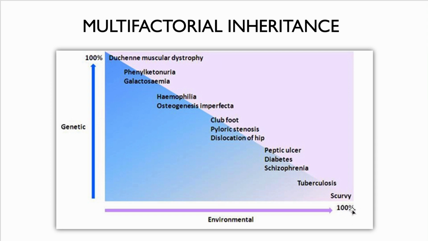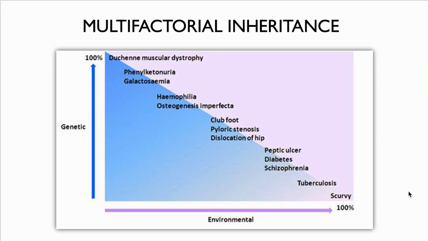Scurvy is 100% environmental. There is no genetic predisposition. Everyone will suffer exactly the same if they have a deficiency of vitamin C. It will manifest with scurvy, with bleeding gums, with many problems as a result of a lack of this nutrient, vitamin C.